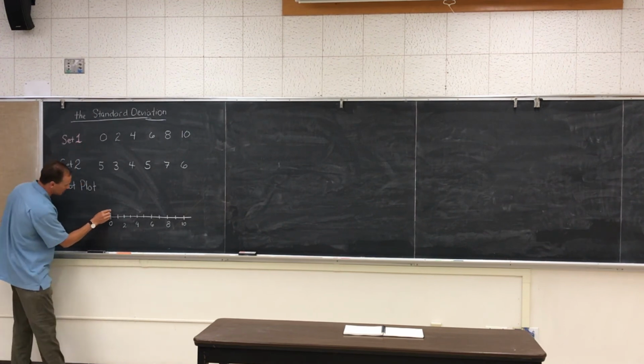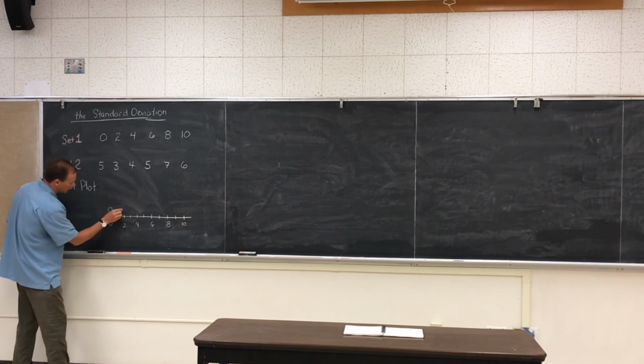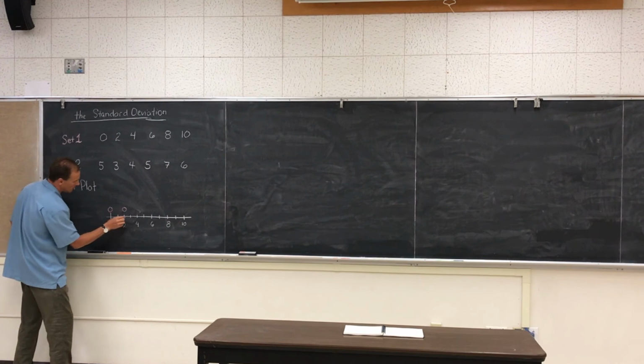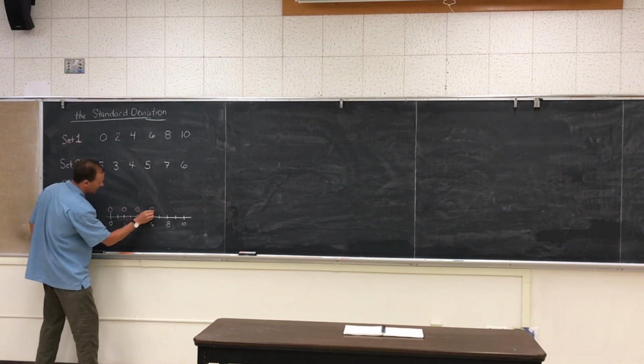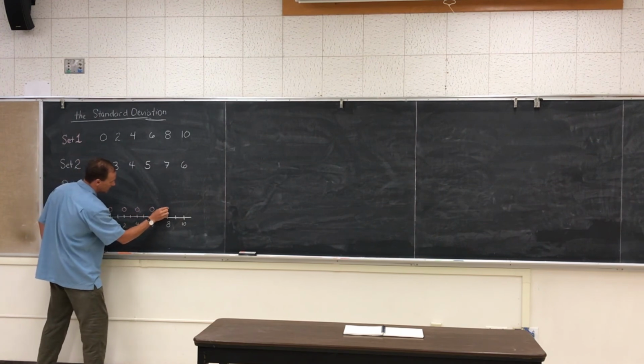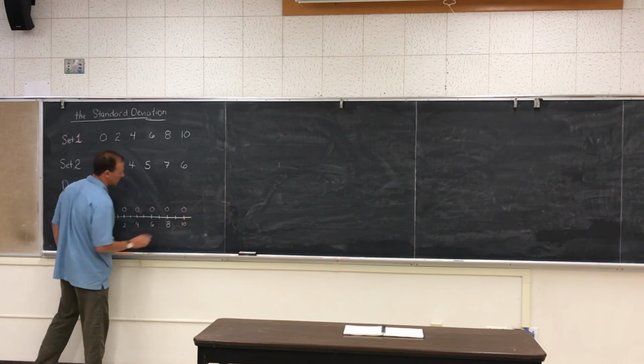So let's put our pink set 1. I'm going to put a dot for each value. So I have a 0, 2, 4, 6, 8, and a 10. Okay.